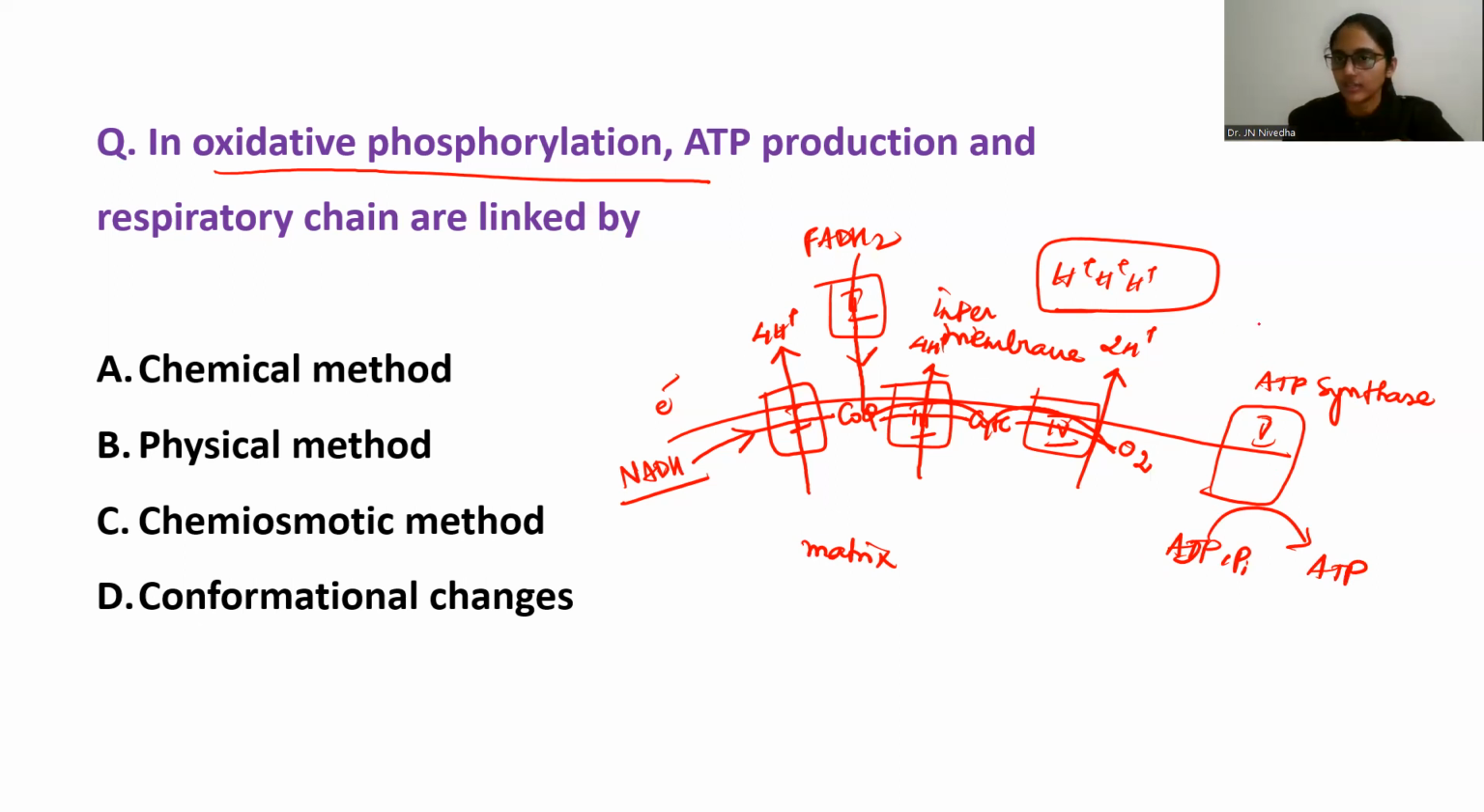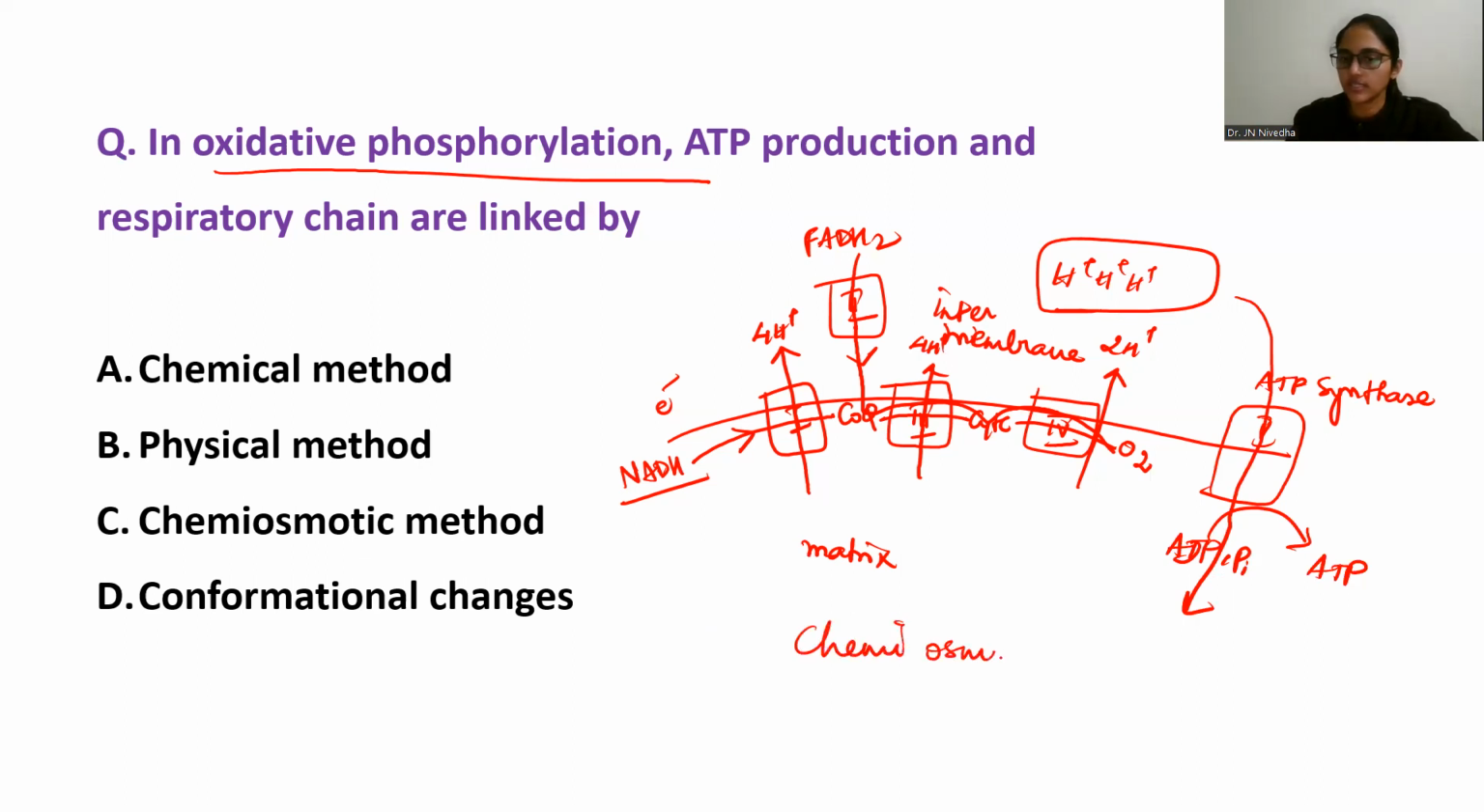The proton gradient. As you dissipate the proton gradient, all of the H plus ions from the intermembrane space will be pumped into the matrix via ATP synthase complex. The proton gradient gets dissipated, the energy is liberated, and that is used up in the conversion of ADP with inorganic phosphate to ATP. This is what is called the chemical energy.